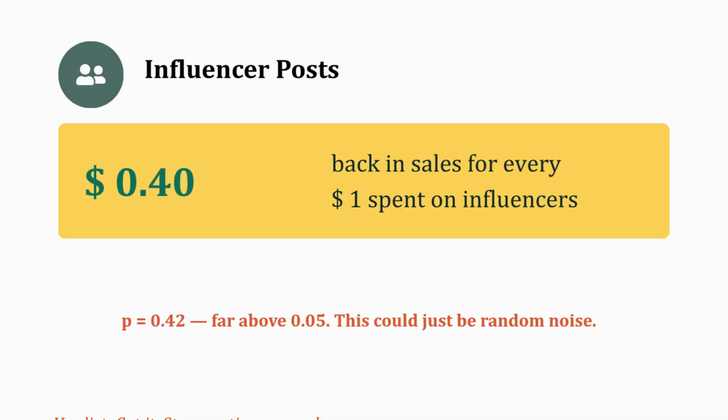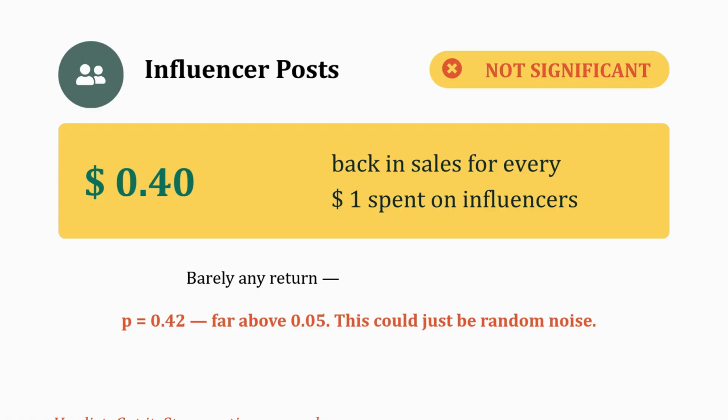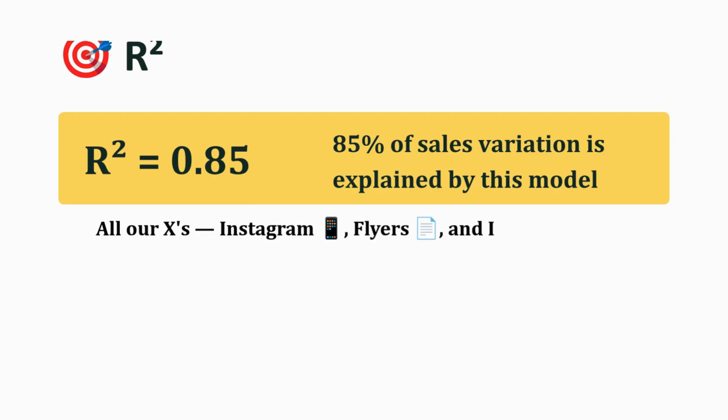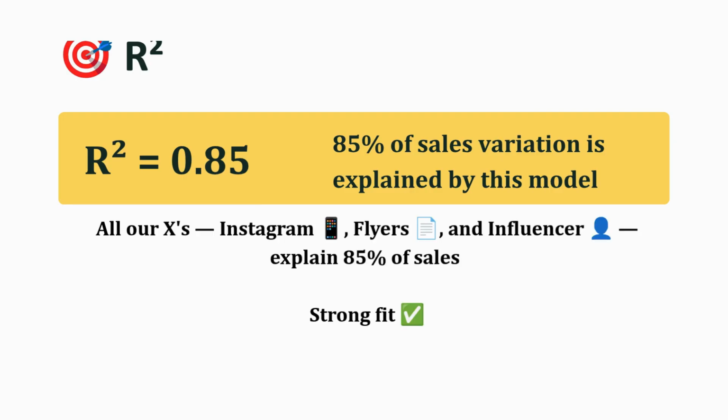Influencer, coefficient 0.4, p-value 0.42. Barely any return, p equals 0.42, far above 0.05. Random noise. Verdict, cut. Stop wasting money. R squared equals 0.85. Our three X's explain 85% of sales. Strong fit. Weather, competitors, and holidays account for the rest.